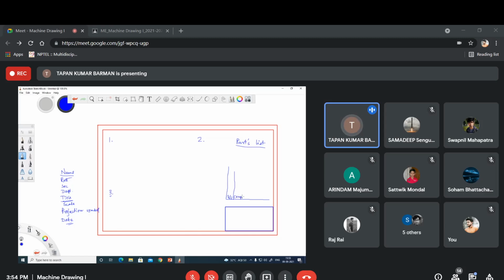Number 2 is component. Number 3 is number of, basically the quantity, material, and specification if any.